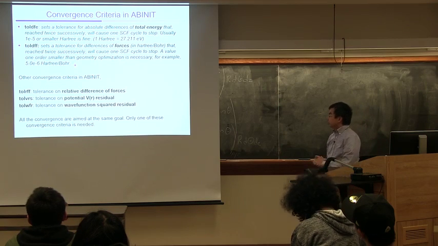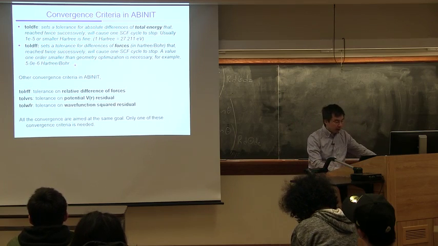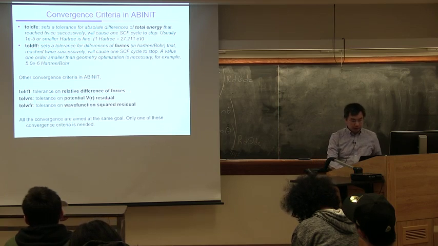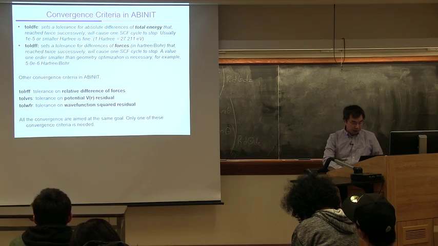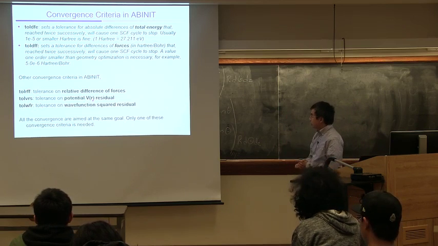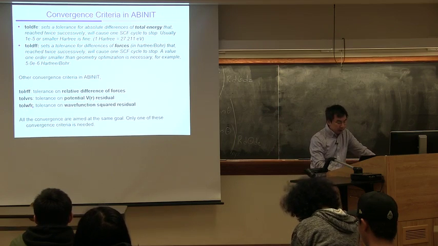Okay. There are other convergence criteria. For example, TOLRFF, this is the relative difference of forces. And TOLVRS is the tolerance on potential residual. Okay, potential, the V, potential energy, right? Well, not potential energy, actually the interaction potential V we use in the Kohn-Sham equation, right? Or TOLWFR is on the wave function squared residual, okay?